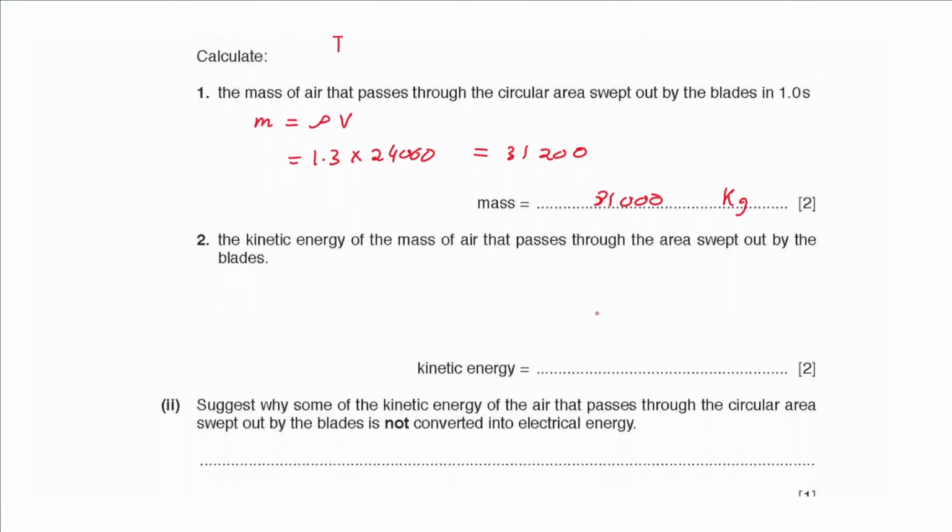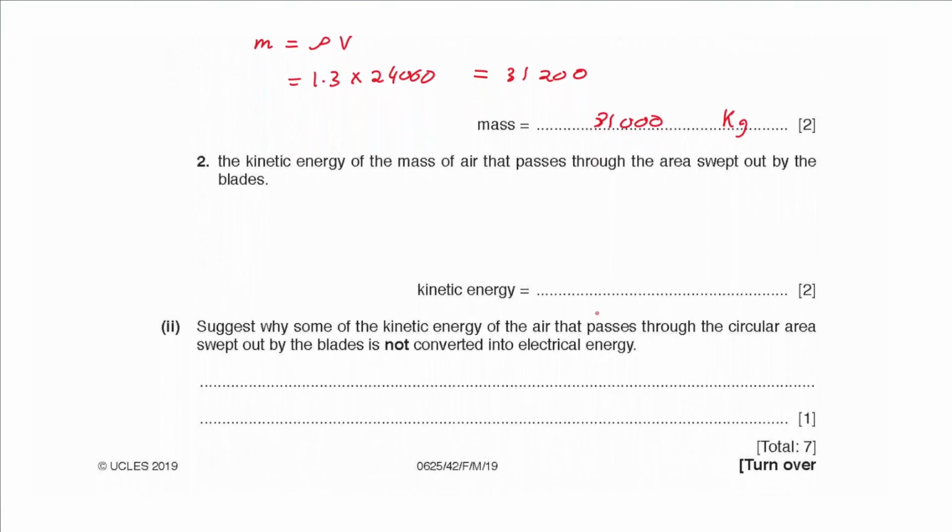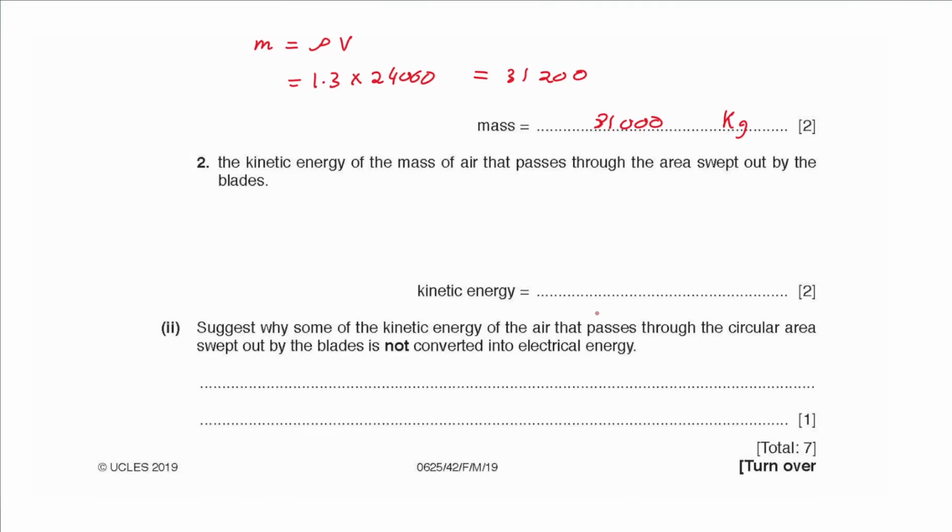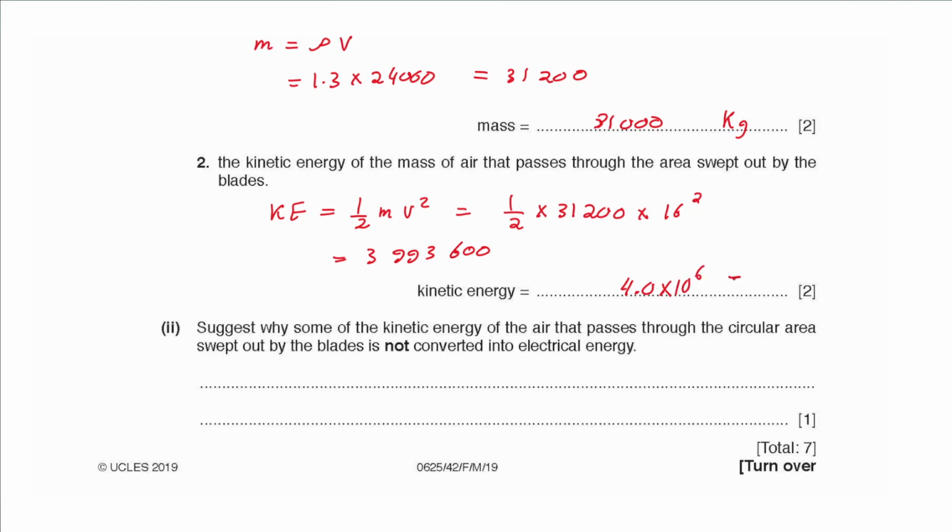Part 2 says the kinetic energy of the mass of air that passes through the area swept out by the blades. We can calculate the kinetic energy as half times the mass multiplied by the speed squared. We already calculated the mass, but we use the real value 31,200 by the speed, which was 16, and then we have the square. This gives an answer of 3,993,600, which we can approximate to 4 million or 4.0 times 10 to the power of 6, and the unit for energy is joules.